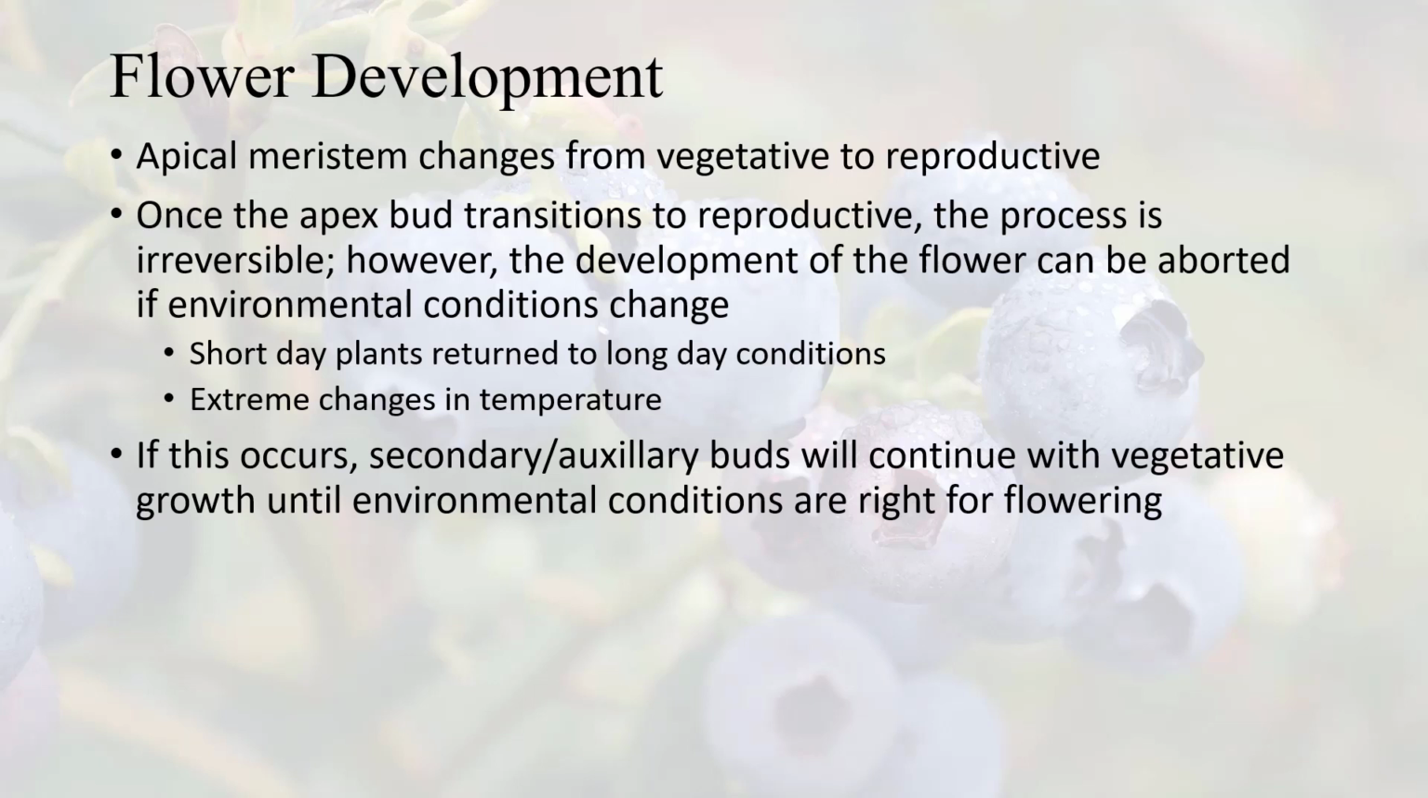So this would be if there was maybe an extreme temperature change, or if you had a change in conditions with our short day or long day plants. All of a sudden, maybe we're growing them artificially and we mess up our lighting system and it changes everything around. It could cause your plants to abort the development of their flowers, and in this case, secondary or axillary buds will continue with vegetative growth until those environmental conditions are right for flowering again.